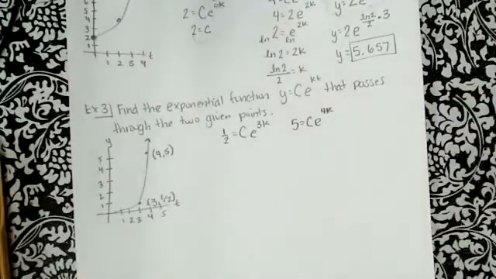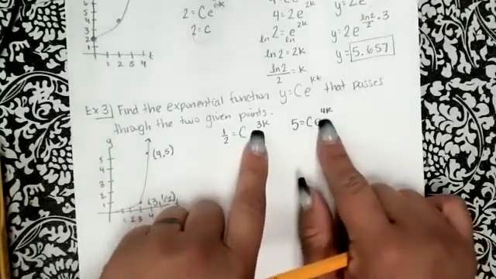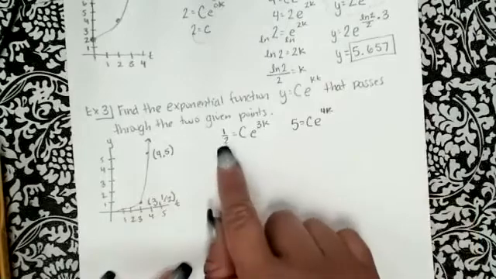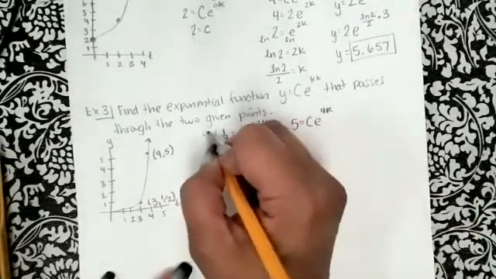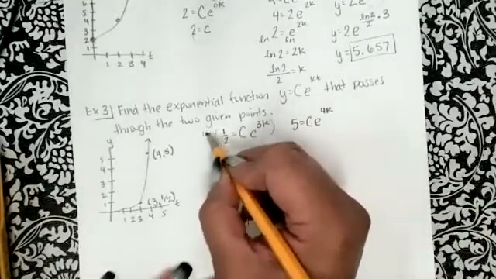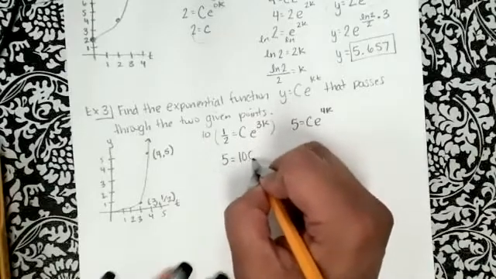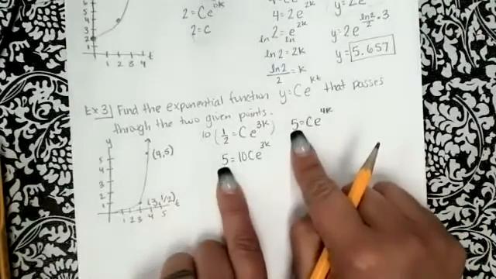Now when you're solving this, it's going to be like solving a system. So what I'm going to do is I want the y's to be equal to one another so that I can just set the c e to the whatever power equal to one another. So I want to make this one a 5. So I'm going to multiply all of this by the number 10. So 10 times 1/2 is going to be a 5. 10 times here is going to be a 10 c e to the 3k. Now you see how both of these equal 5?